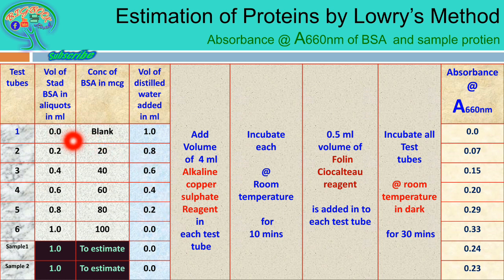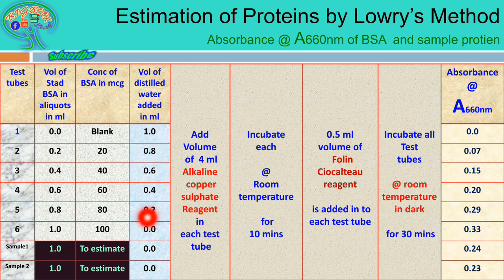For the blank we are going to add 1 ml, as the blank does not have any of the solution or the sample added. Further, after adding the distilled water, we are going to add a volume of 4 ml alkaline copper sulfate reagent in each test tube.